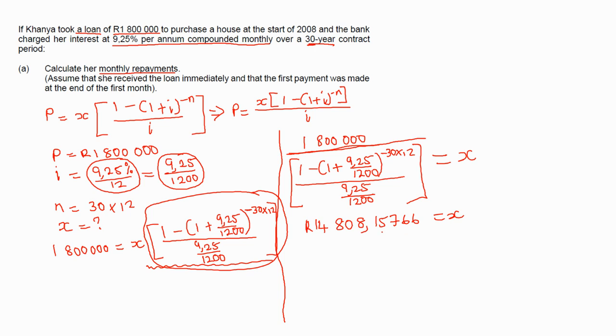Now we have to round off to 2 decimal places. Because this is a 7, so this is going to be a 6 here. This number is going to move up by 1 unit, so it's going to be 14,808 rand and 16 cents. Done. We have managed to find our monthly installment or monthly repayment. Okay, we're going to do 3B in our next video.